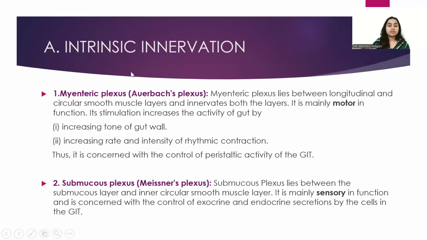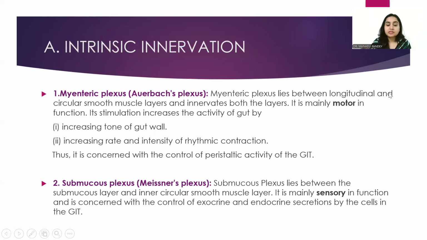The intrinsic innervation has the myenteric plexus or Auerbach plexus, which lies between the longitudinal and the circular smooth muscle layers and innervates both the layers. It is mainly motor in function, whereas the submucous plexus is sensory in function. So the myenteric plexus controls the motor function and the submucous plexus does the sensory function. Myenteric plexus stimulation increases the activity of the gut by increasing the tone of the gut wall and increasing the rate and intensity of rhythmic contraction, and thus it is concerned with the control of peristaltic activity of the gastrointestinal tract.